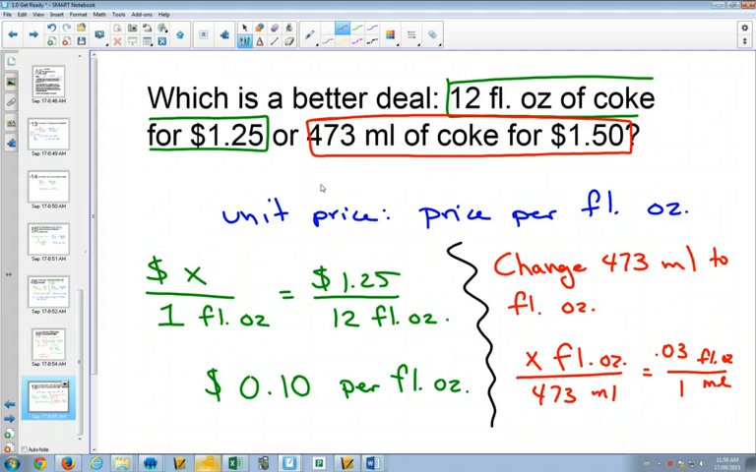You could also use the other formula on there, 1 fluid ounce equals 29.57. So if we use the 0.03, and if I want to solve for x, I'm going to need to multiply both sides by 473. 0.03 times 473, I get 14.19.